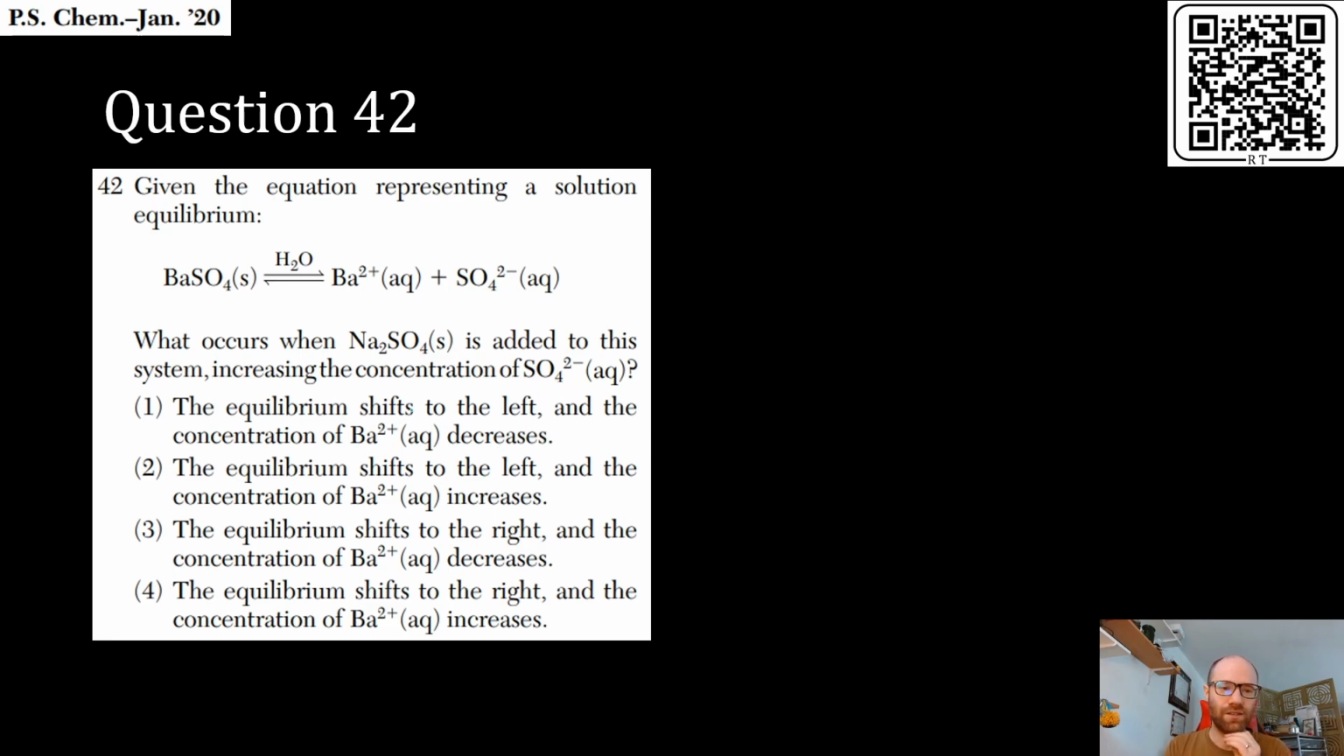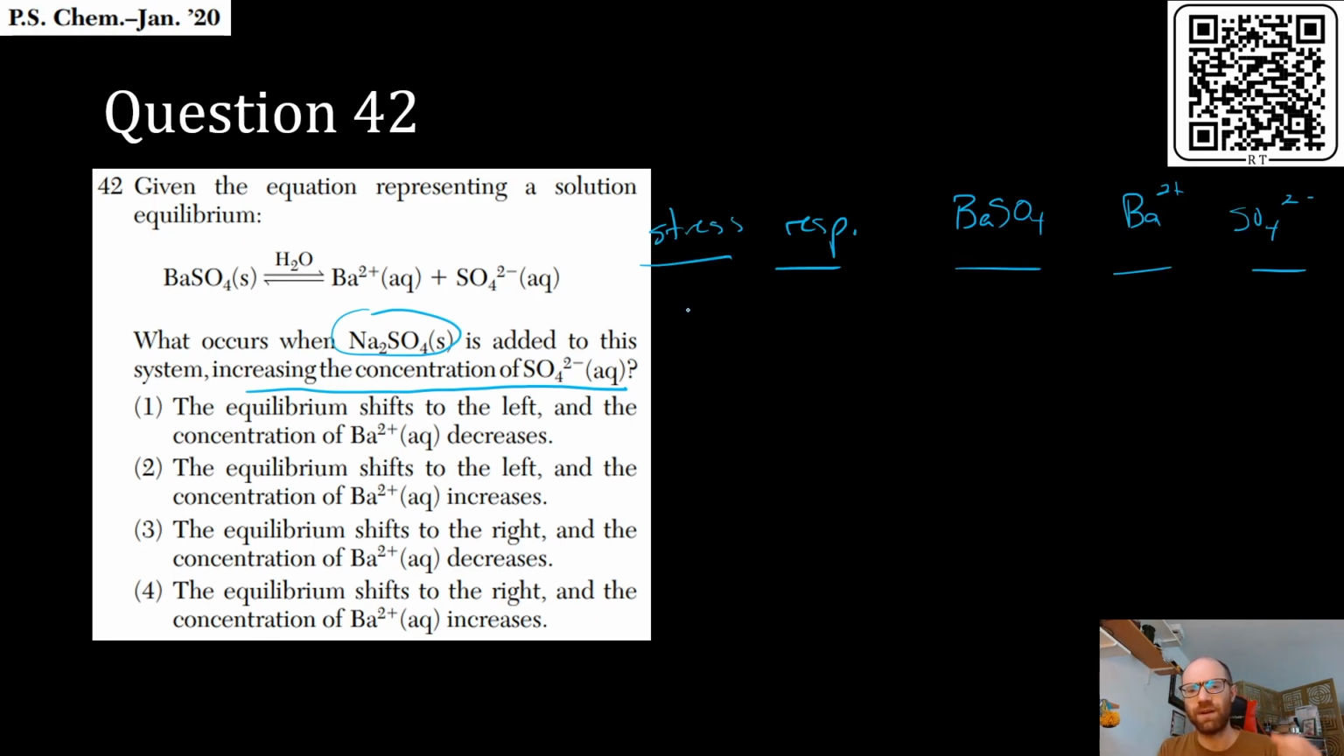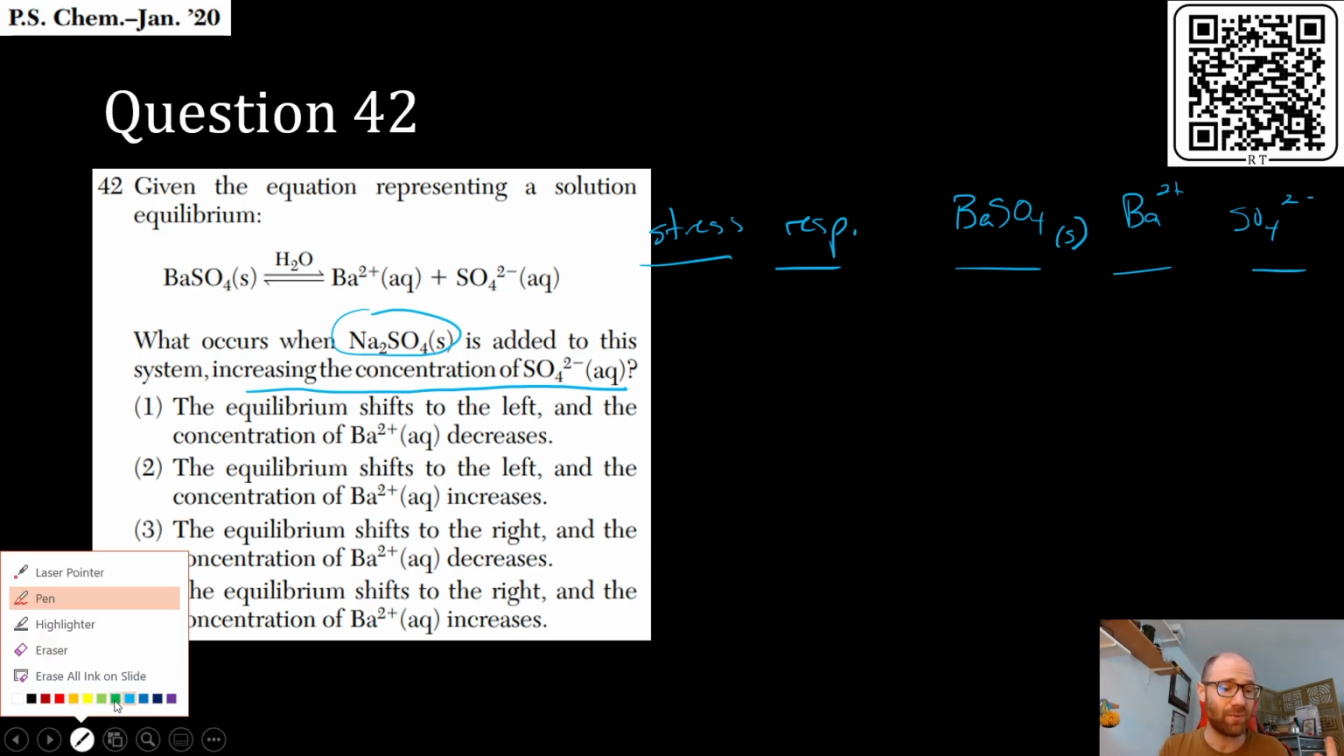Okay, what occurs when sodium sulfate solid is added to the system, which increases the concentration of the sulfate? So I'm going to quickly sketch the table I use to solve this. I usually write stress, response, and then I look at all the different chemicals. Now, barium sulfate is technically a solid, so we're going to be a little wonky with how we talk about that one, but the other ones we can talk about a lot more easily.